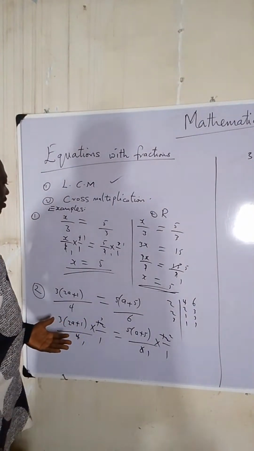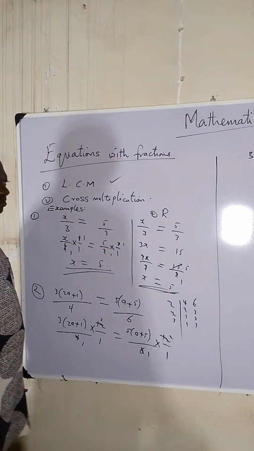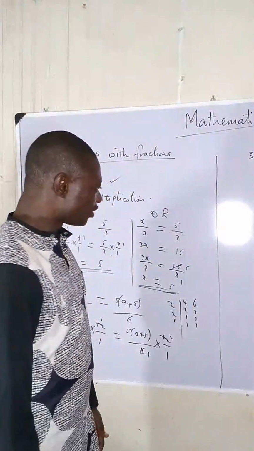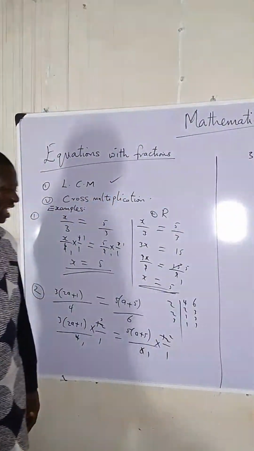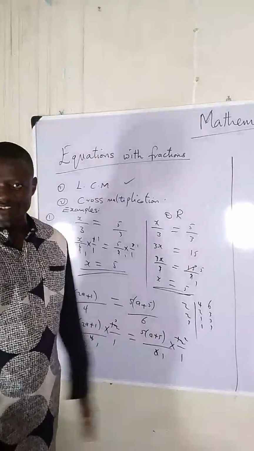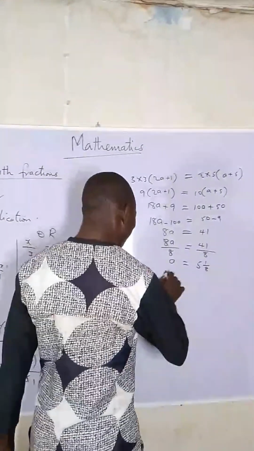We can as well use the cross multiplication method, which I believe you will want me to use as well, so that for the class to proceed very well, we see that each one gives the same answer. So we are saying it again.